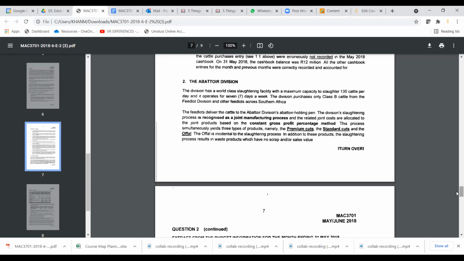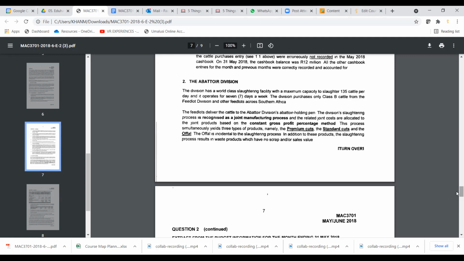The feedlots deliver the cattle to the abattoir division. The division's slaughtering process is recognized as a joint manufacturing process. That's what they're telling you. And the related joint costs are allocated to the joint products based on the constant gross profit percentage method. So they're telling you how it gets allocated. The process simultaneously yields 3 types of products, namely premium cuts, standard cuts, and the offal, whatever it's called. Okay, so you can understand that is probably going to be the byproduct.